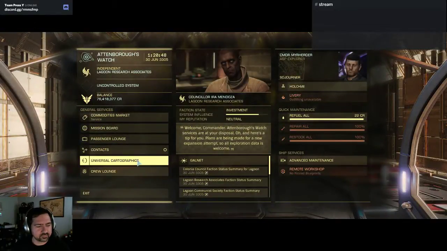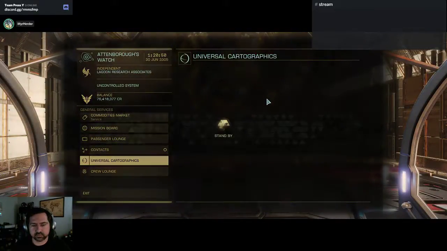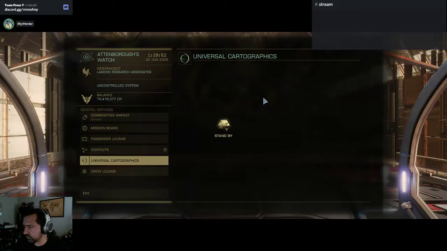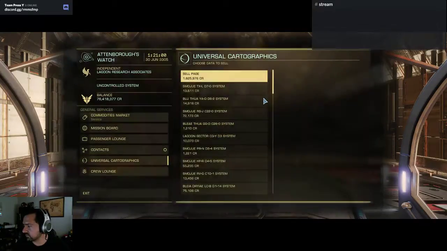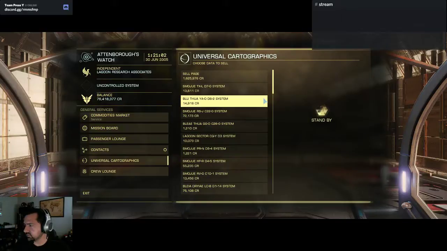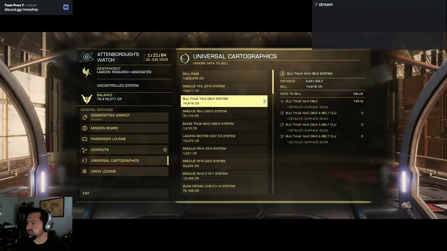Alright. Anywho, you want to jump into the pub here, and I've got a save point. Load up Universal Cartographics. Alright, and now you get to see how sucky I am at this. It's taken a long time. If I sold my data, I would get 1.6 million credits just for all the scans I did on the way here.